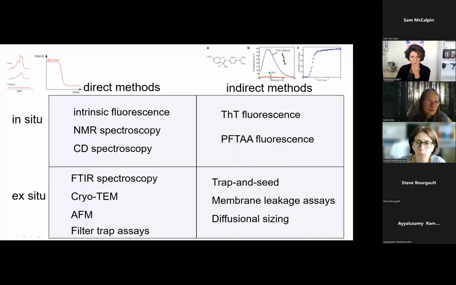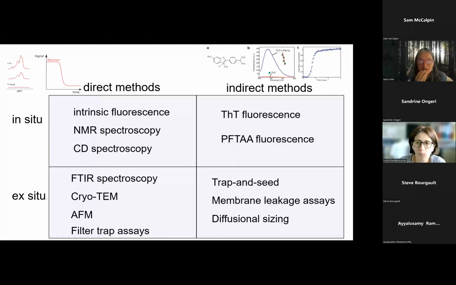You can use intrinsic fluorescence. Amyloids actually give rise to an intrinsic fluorescence signal when they form. That's also a direct method, because then you monitor directly the fibrils that form. You can also use circular dichroism spectroscopy because you get a very different spectrum for monomer and fibril. And all these 3 are examples of direct methods that you do in situ, so you can do them in the sample as the reaction progresses.